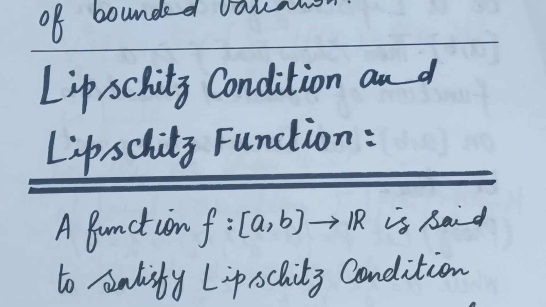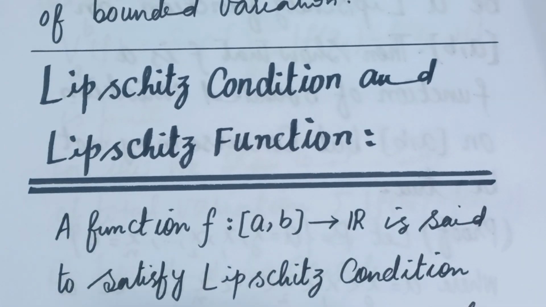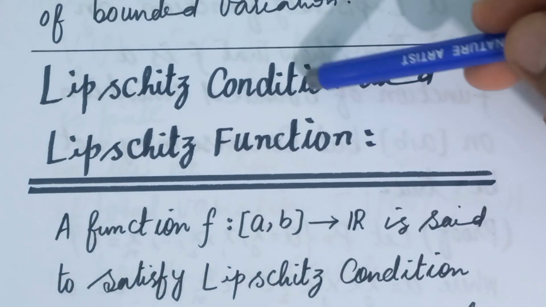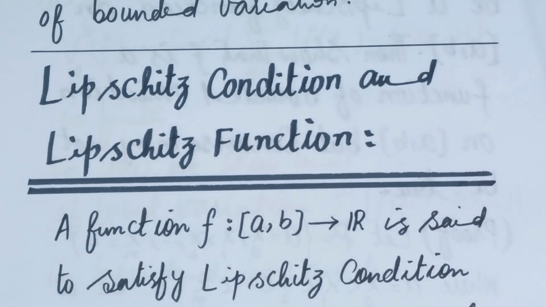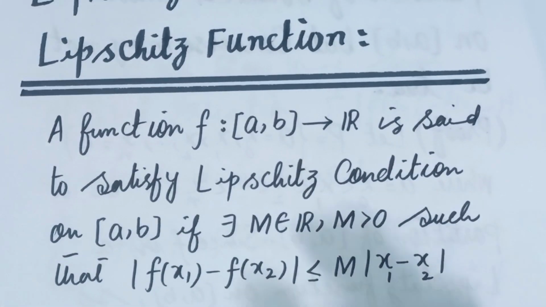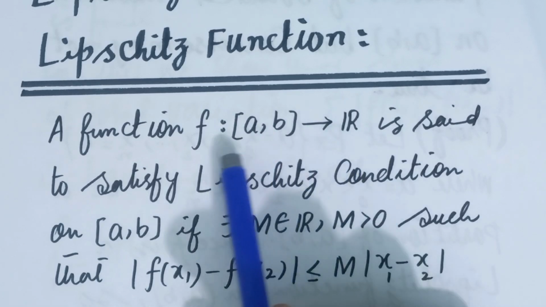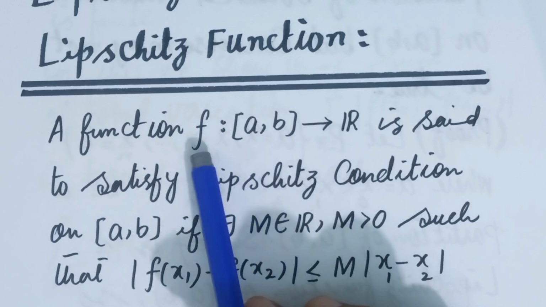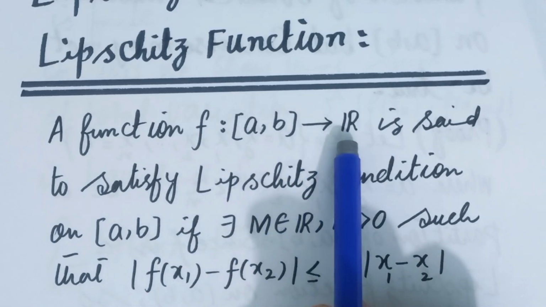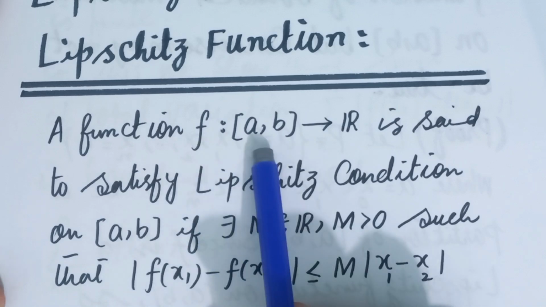a very interesting theorem. Before starting this theorem, firstly we will discuss what is Lipschitz condition and what is the definition of Lipschitz function. Function f from the closed interval [a, b] to R, that is, our function f is a real valued function. A function f is called real valued function if its range is the set of real numbers R. So this is the real valued function over the closed interval [a, b].